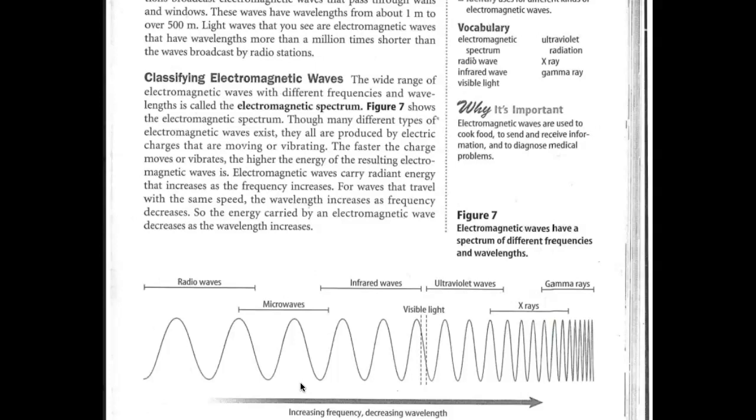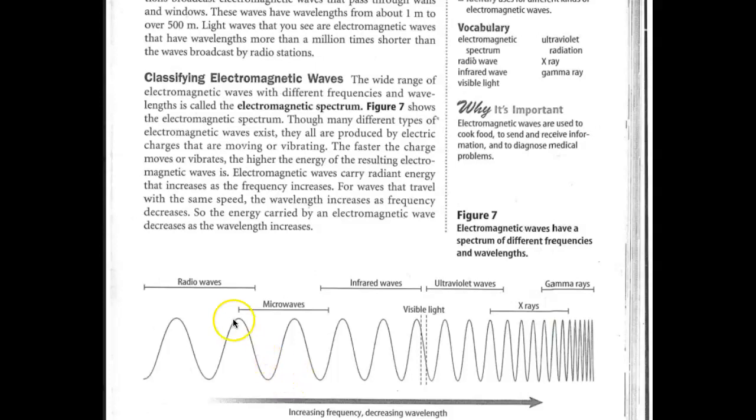Though many different types of electromagnetic waves exist, they are all produced by electric charges that are moving or vibrating. The faster the charge moves or vibrates, the higher the energy of the resulting electromagnetic wave. Electromagnetic waves carry radiant energy that increases as frequency increases. For waves that travel with the same speed, the wavelength increases as frequency decreases. So the energy carried by an electromagnetic wave decreases as the wavelength increases.